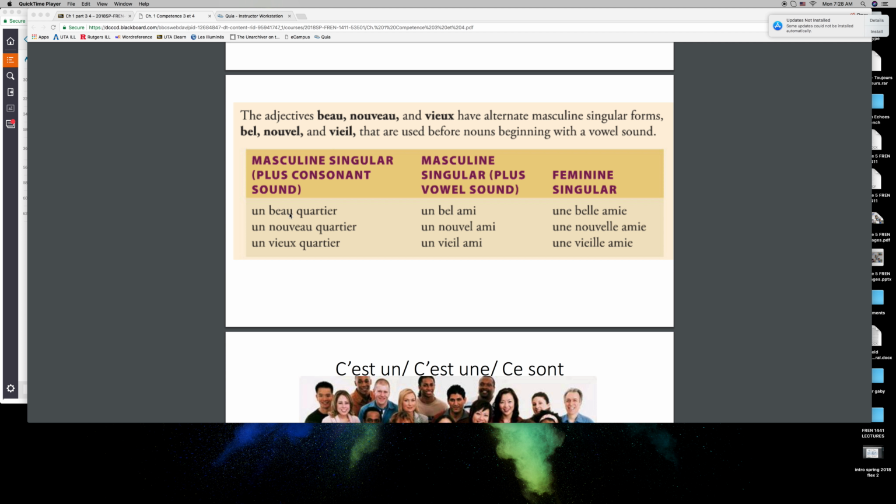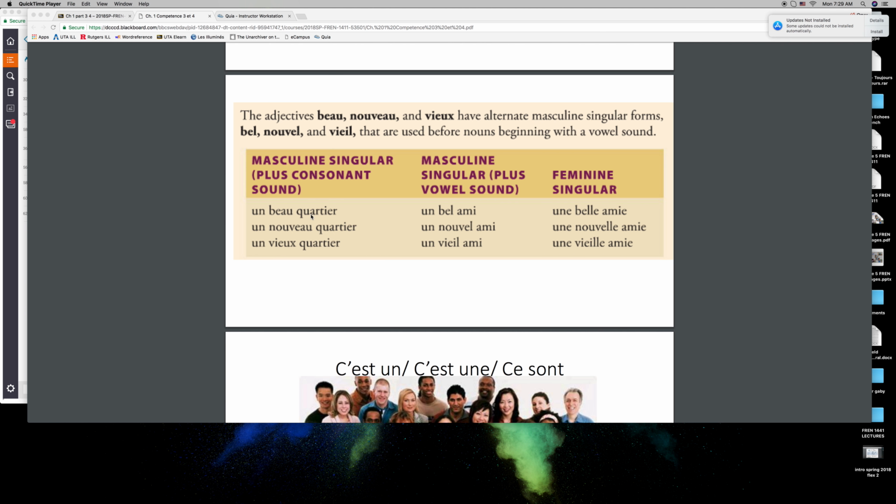So look at the masculine version. Un beau quartier. Beau quartier. Every sound, every vowel, is followed by a consonant. Beau quartier. Right? Same for feminine. Une belle amie. So if the object you're describing begins with a consonant, you use the regular version.